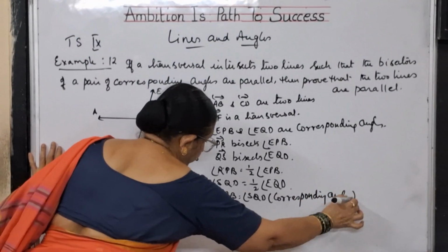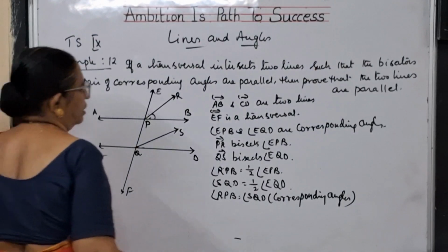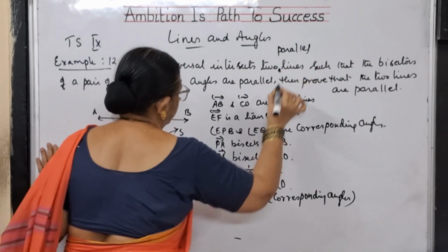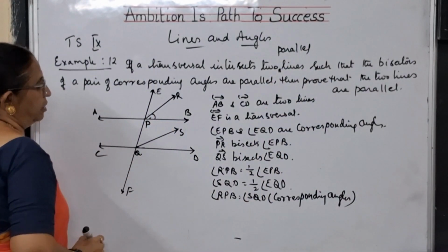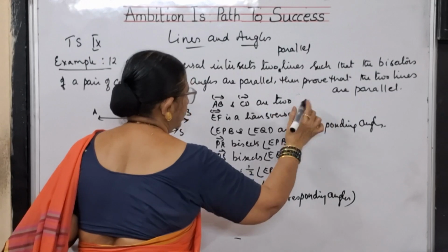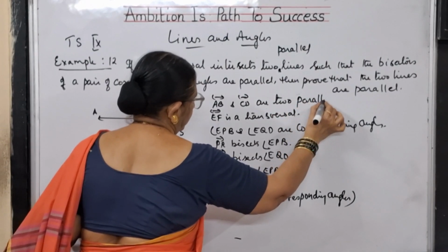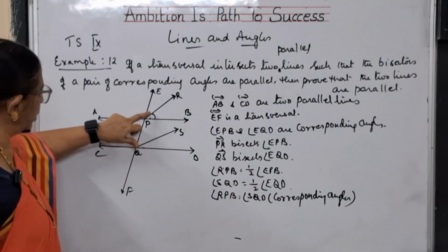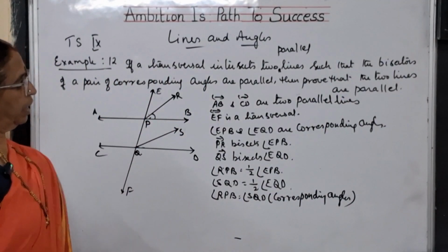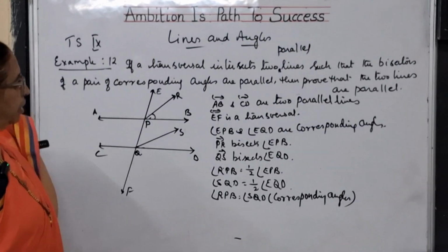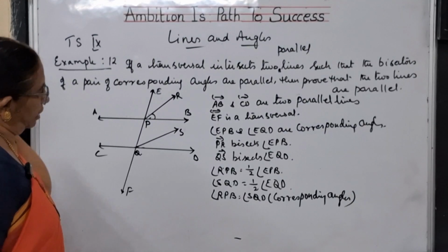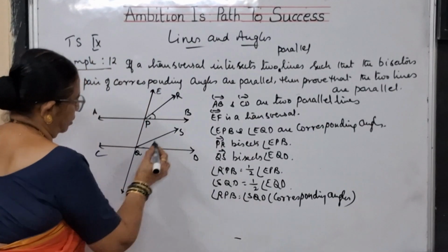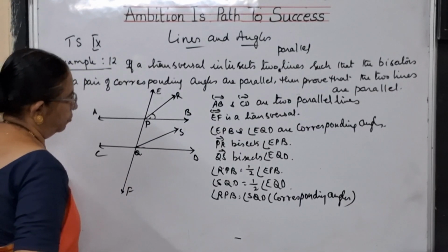So this is possible only when you write them as two parallel lines, children. Definitely these two lines AB and CD should be parallel. Then only this can be proved. If they are not parallel, you can't prove that these two are equal. So AB and CD are two parallel lines and EF is a transversal. So when angle RPB is equal to angle SQD, then what can you say?